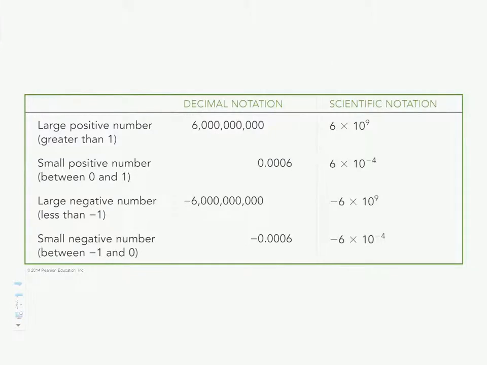If you've got a large positive number that is greater than 1, then you're going to have a positive number here and a positive number for your exponent. When you have a small positive number, you're still going to have a positive number here, but you're going to have a negative notation. Okay? When you have a large negative number, your negative sign goes in front, but it's really, really large, so you still get a positive exponent. And when it's a small negative, your negative number goes here, and it's small, so the negative is the exponent.